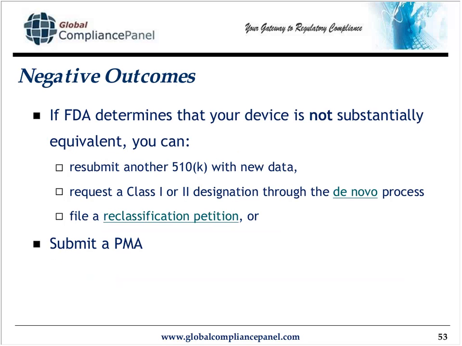If you receive an NSE, in which your device is not substantially equivalent, you've got a couple of choices. You can resubmit a 510K with new data. You can request a Class 1 or 2 designation, in which case, if your device is a Class 3 device requiring a 510K, you may be able to be down-classified to Class 1 or 2, which in some cases precludes the requirement for 510K.